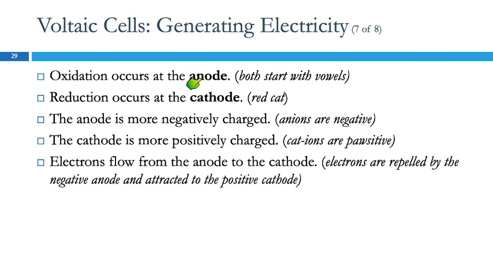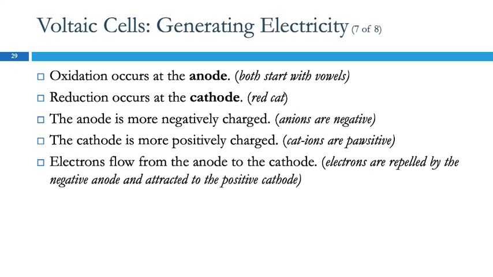Oxidation occurs at the anode. The way I remember that is both of those words start with vowels. Okay, oxidation and anode. Reduction occurs at the cathode. Those are both consonants, or think about a red cat, right? Red cat. The anode is going to be more negatively charged.